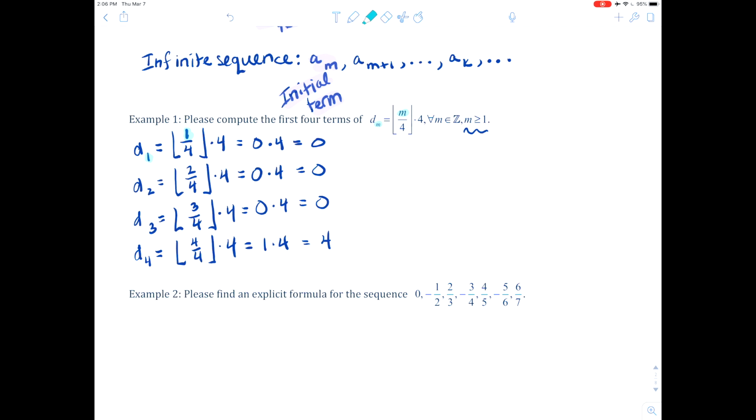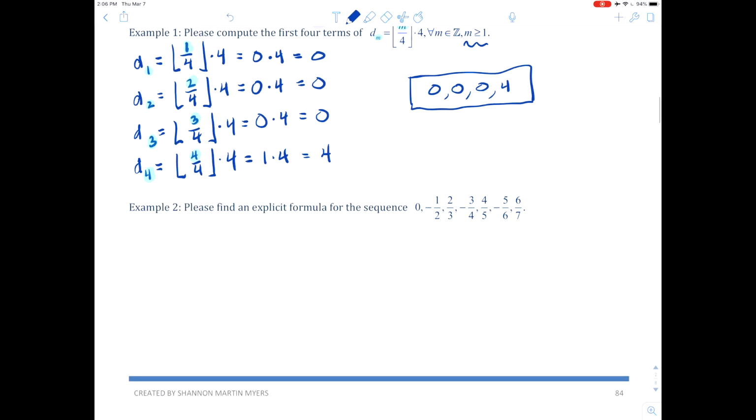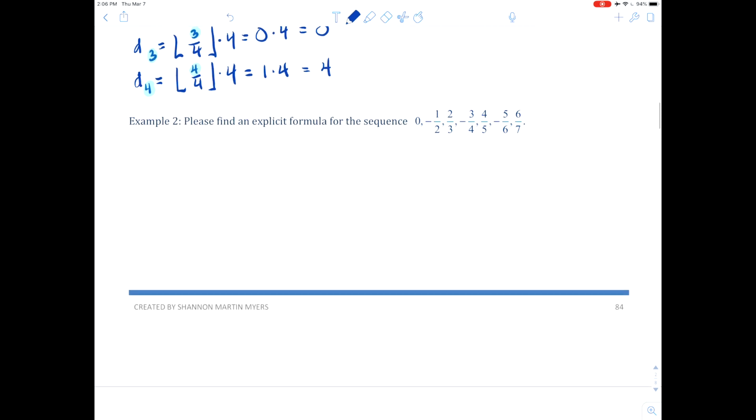So let me catch up in how we input these things. And if you were going to list the first 4 terms, you wouldn't ignore those zeros. You would say 0, 0, 0, 4. These are the first 4 terms of this sequence. Groovy? All right. So now this can be a little bit tricky.